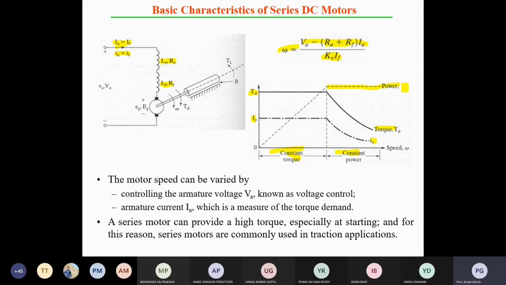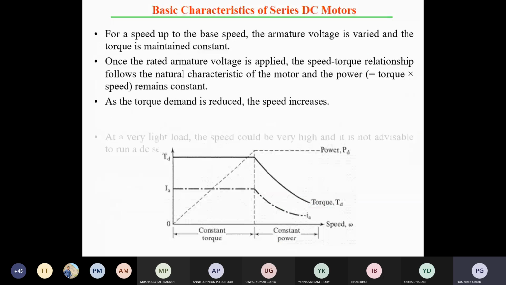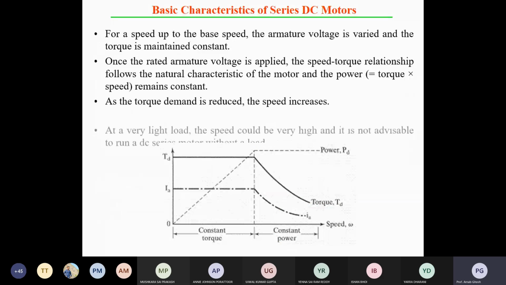Controlling the armature voltage VA is known as voltage control, and the armature current IA will meet the torque demand. Okay, the series motor can provide high torque, especially for starting. For this reason, the series motor is commonly used for traction applications, since it can overcome static friction well. Okay. So these are the basic characteristics; if you see another point, you can understand.